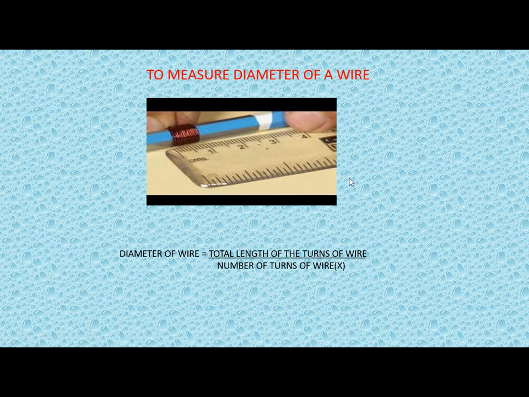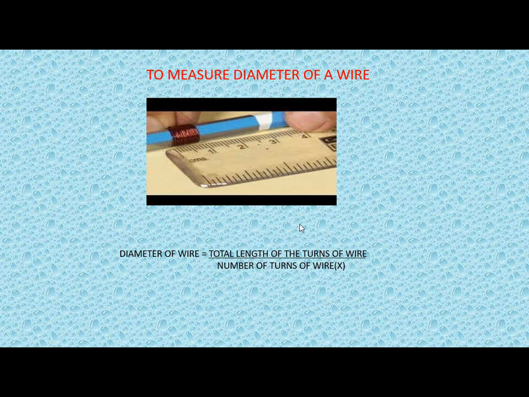So this is an experiment. What we will do is wind this wire around a pencil. As you can see, this wire has been wound around a pencil, and then you have to take two measurements. The first thing is that you will take the total length of the turns of wire, meaning how many times you have taken the turns of the wire.